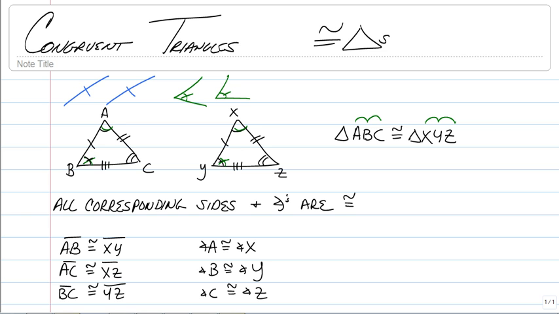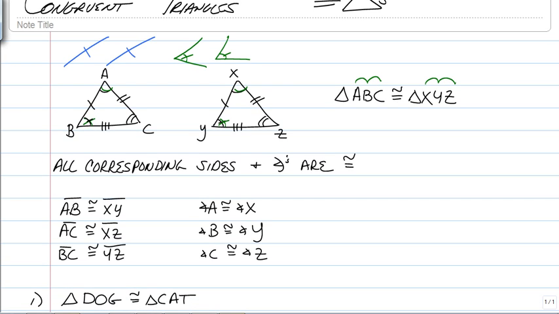But what it means is all three sides of triangle ABC are the same length as all three sides in triangle XYZ. Angle A, B, and C are congruent to angle X, Y, and Z. So all of the corresponding sides and angles are congruent. That's what congruent triangles are.